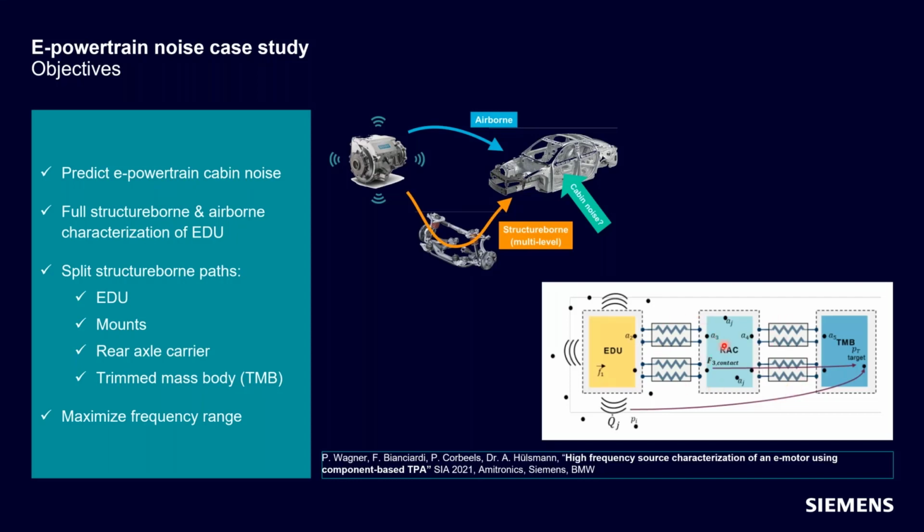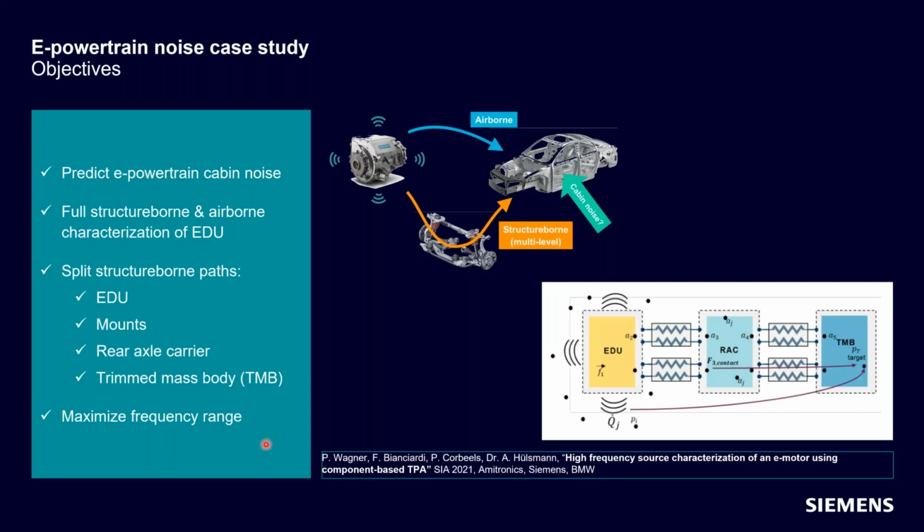The EDU, the mounts, the rear axle carrier, and the trim mass body were all characterized as separate components in this study. And we want to see how accurately we can then predict the cabin noise of this virtual assembly compared to the physical prototype, which is then also available.